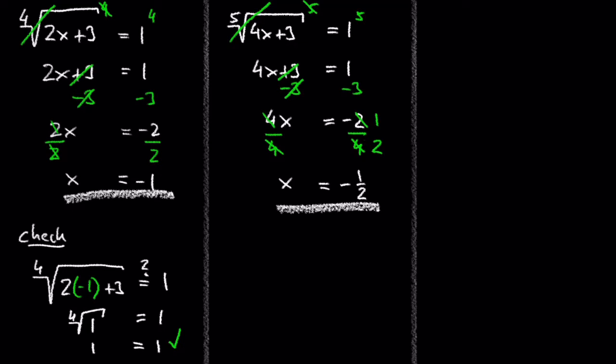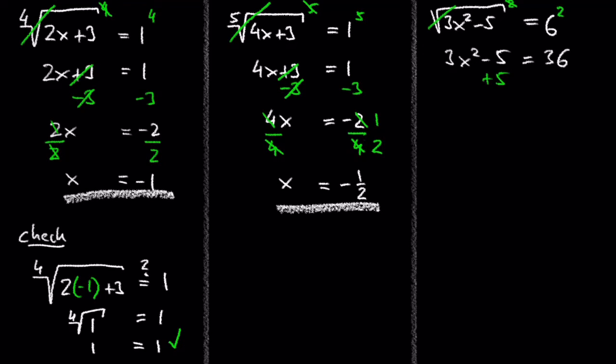Let's look at the square root of 3x squared minus 5 equals 6. Squaring on both sides cancels out the square root, and we get 3x squared minus 5 equals 36. Adding 5 to both sides gives us 3x squared equals 41. And dividing by 3 on both sides gives us x squared equals 41 over 3.